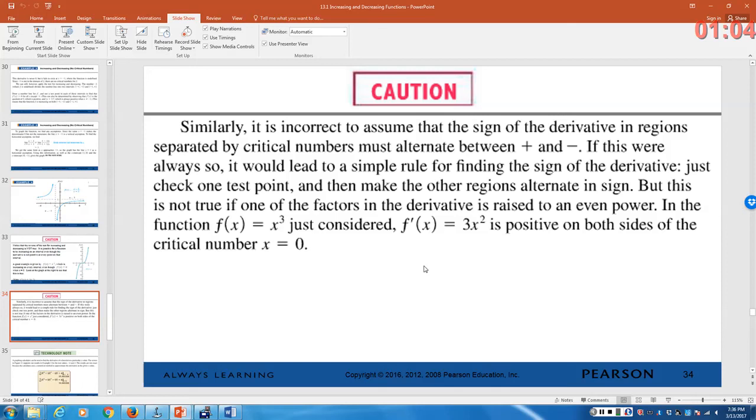And it doesn't mean that the signs on your derivative have to alternate between critical numbers either. You can have two critical numbers, and maybe for the first one it will go down and then up, but on the other side of that other critical number it may go up again. Okay, so always test. Don't make assumptions that it has to be a certain way.